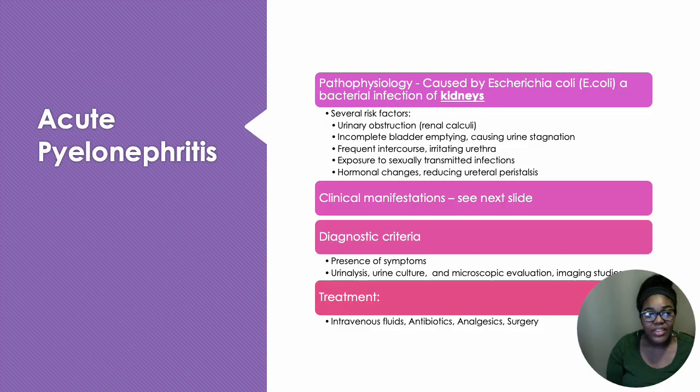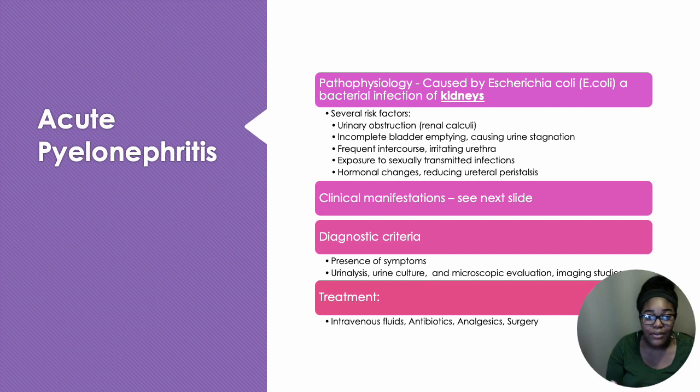So next we have acute pyelonephritis, and this one is also caused by Escherichia coli, or E. coli for short, but this is not in the urinary tract. This one is featured in the kidneys. So acute pyelonephritis has very similar signs and symptoms of that of a UTI, except the place of infection is not in the urinary tract. It is actually in the kidneys, and there are several risk factors for this.